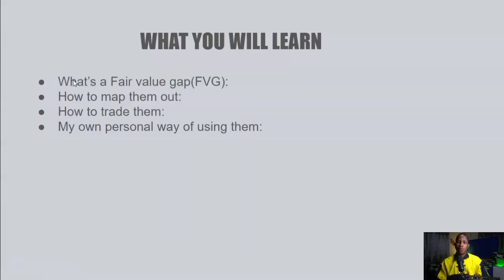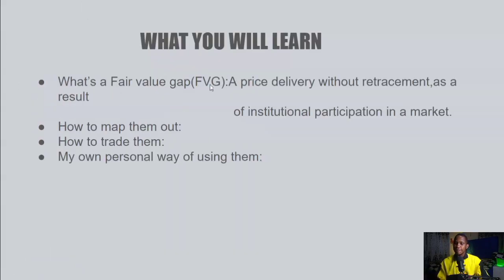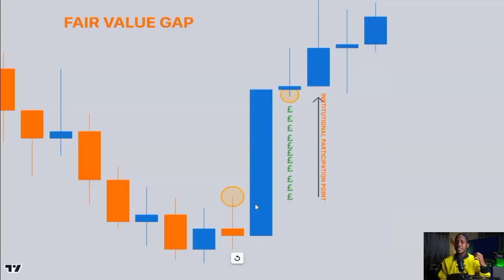So let's start from what a fair value gap, or an FVG, is. We say that a fair value gap is a price delivery without retracement as a result of institutional participation in the market. So this is a fair value gap. It is a price delivery without retracement due to what? The institutional participation in the market.